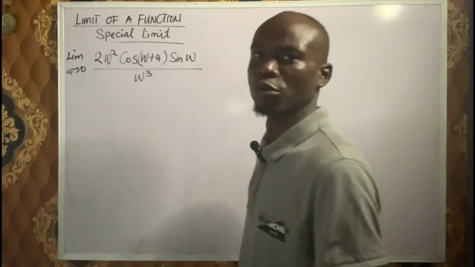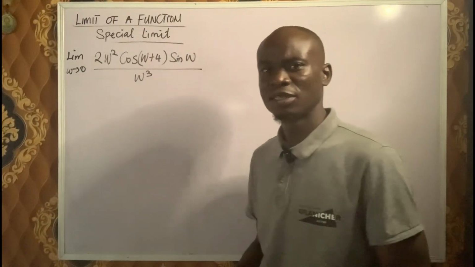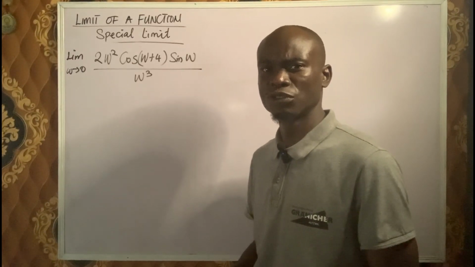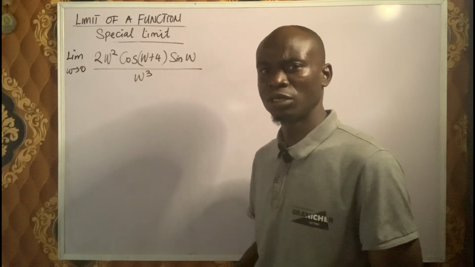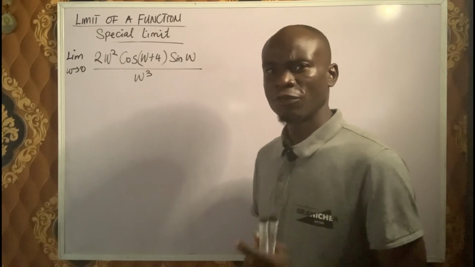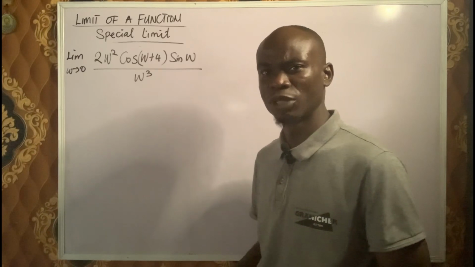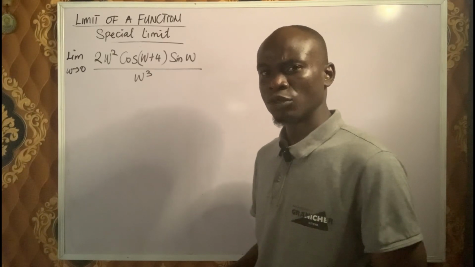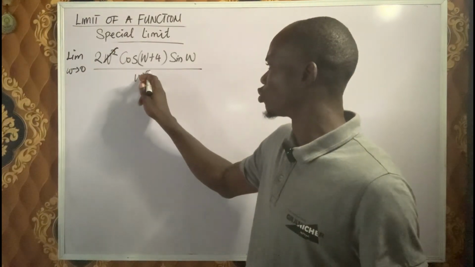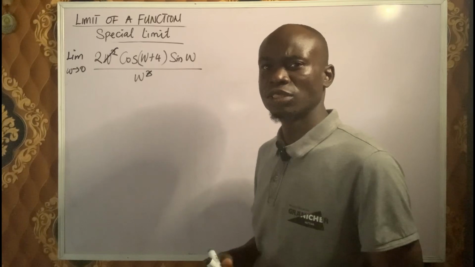Okay, here's another problem. If you look at it from the surface, it looks complicated. But if you follow your basic mathematics rules together with the special limit rules, you'll be able to reduce it and get your answer. First of all, looking at it now, you see that w squared and w cubed have something in common that can cancel out. So that is a good place to start. So w squared cancels w cubed, you have just w left, right? So let's see what is remaining.